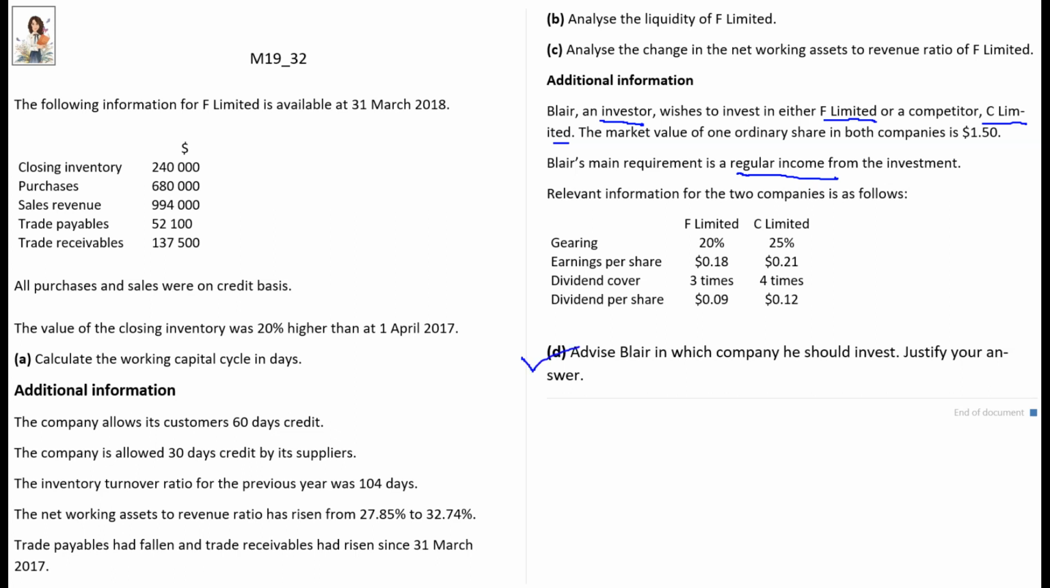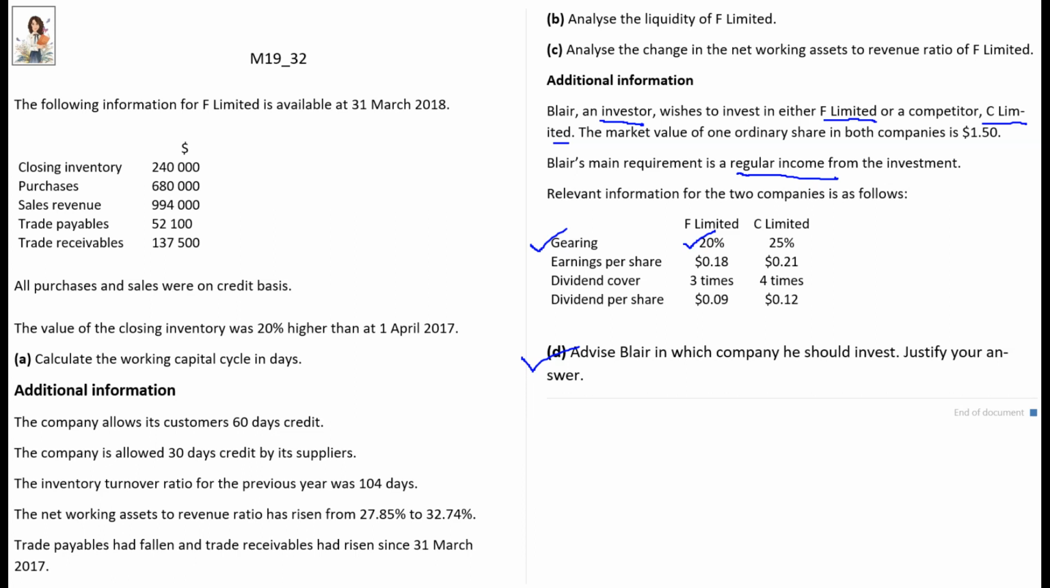In part D, we have to advise Blair in which company he should invest and we have to justify the answer. So let us compare the two companies. When we look at the gearing ratio, both the companies are low geared. That means both of them have gearing ratio less than 50%. But compared to C, F Limited's gearing ratio is lower, which indicates less risk.